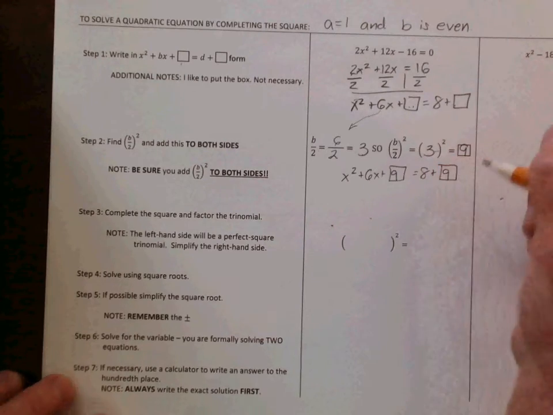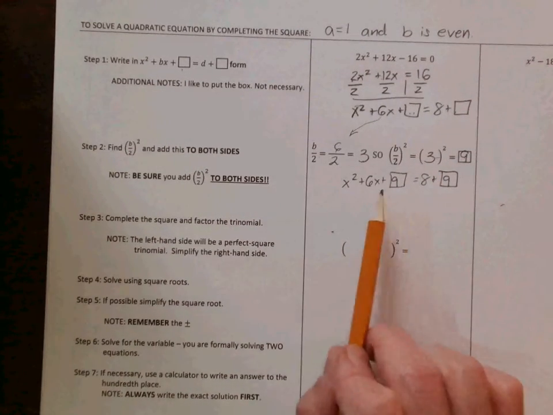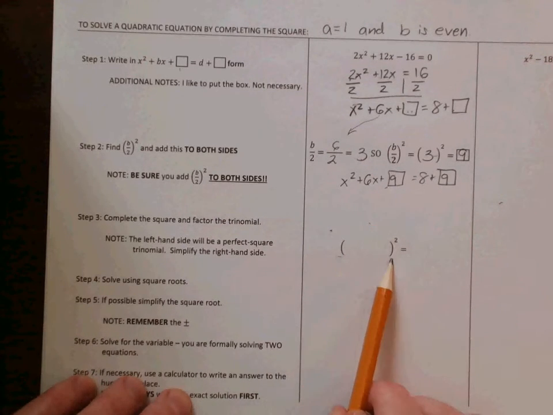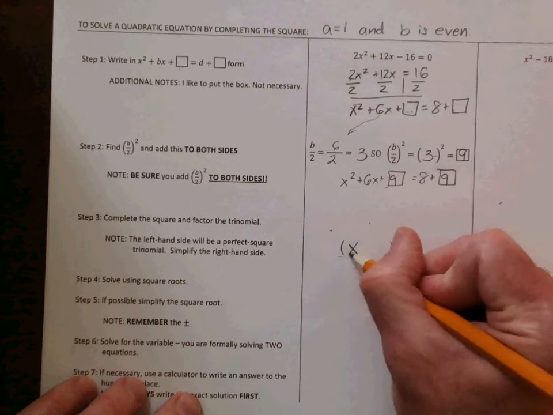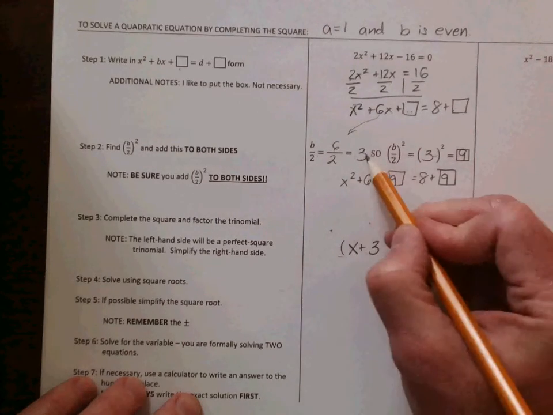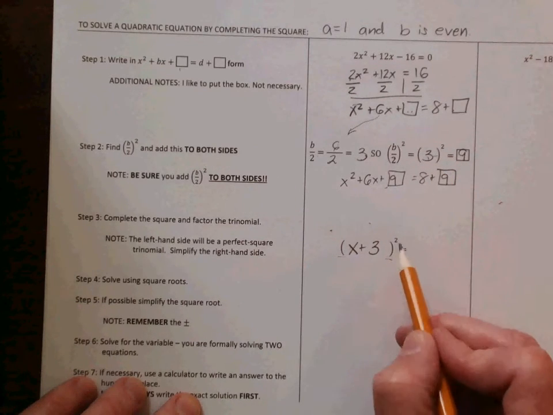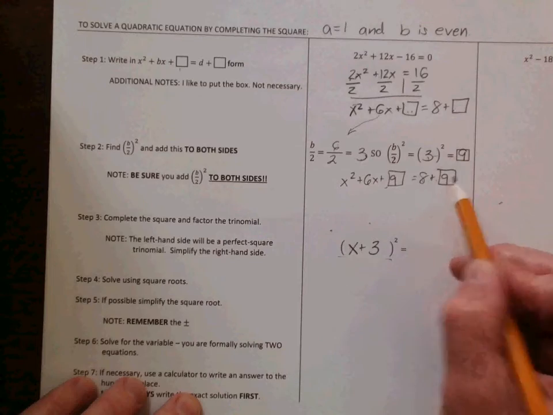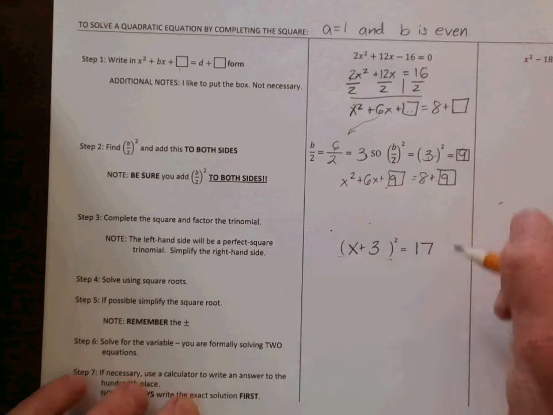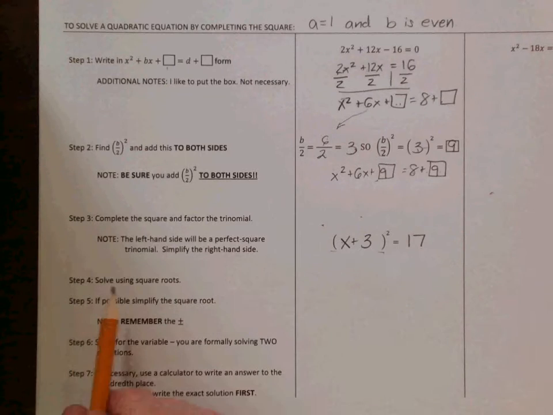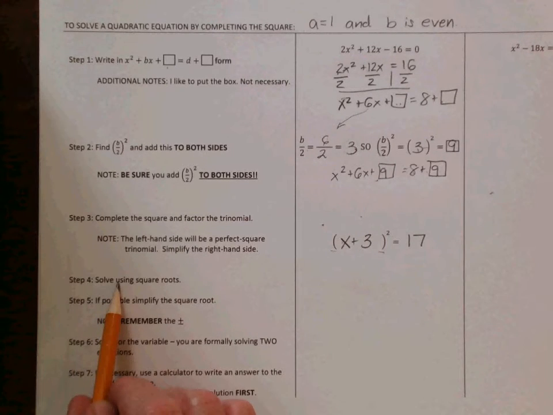So I will now have x squared plus 6x plus, in my box, 9, equals 8 plus, in my box, 9. Now at this point, the left-hand side should factor as a perfect square trinomial. And it factors as x plus 3. Notice that's what you got, that's what's inside the parentheses here. So x plus 3 quantity squared equals 8 plus 9 is 17. And now this can be solved using square roots.